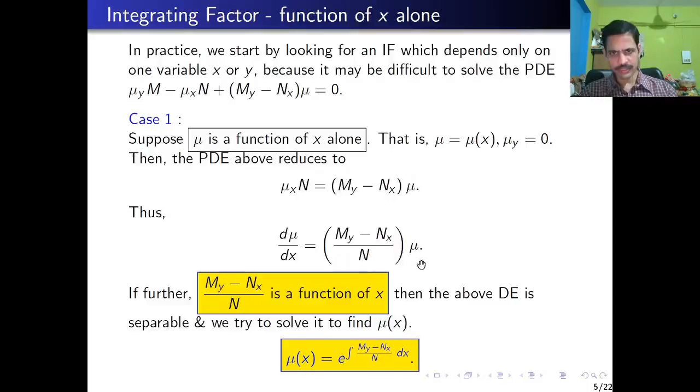From this equation you can see that the solution should be in terms of an exponential, and clearly the solution is mu(x) is equal to e raised to the integral of (M_y minus N_x) divided by N dx. Clearly, when you differentiate this, this is the differential equation that you get. So, on assuming two things, namely that the integrating factor is a function of x alone, and that (M_y minus N_x) divided by N is a function of x alone, on these two assumptions we are able to compute the integrating factor.